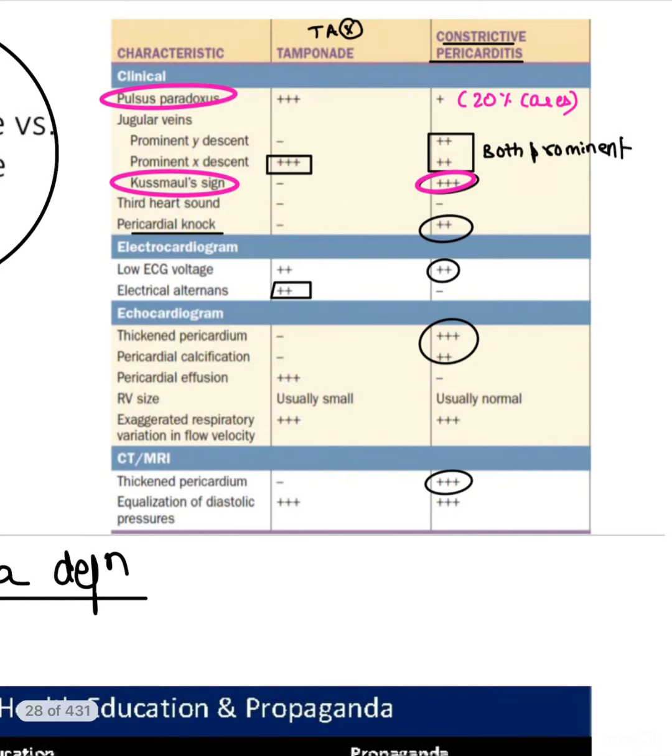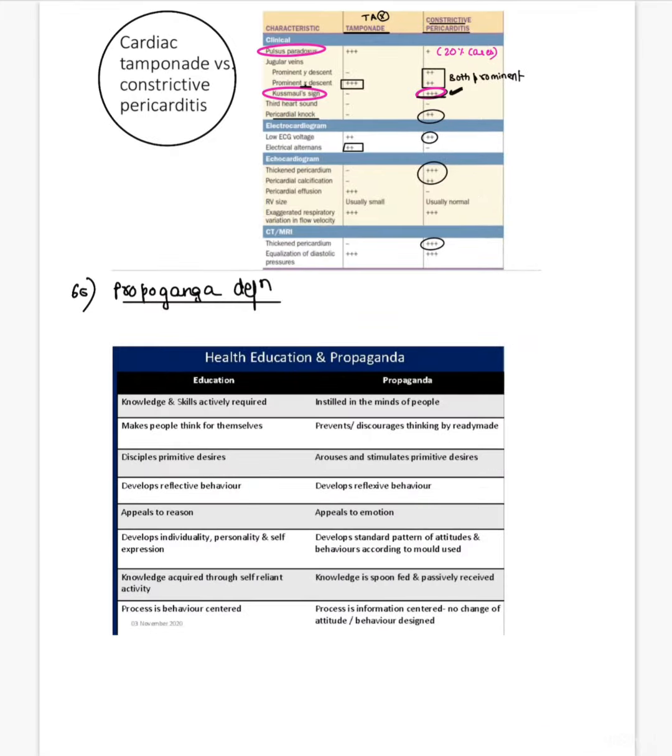This is a photo taken from your Harrison, the world famous book. So see, Kussmaul sign is present in constrictive pericarditis. And here, guys, this is important: you need to differentiate between tamponade and constrictive pericarditis. Tamponade shows absence of Kussmaul sign. Tamponade shows a prominent X wave, whereas constrictive pericarditis shows both waves prominent. This is again important, guys.